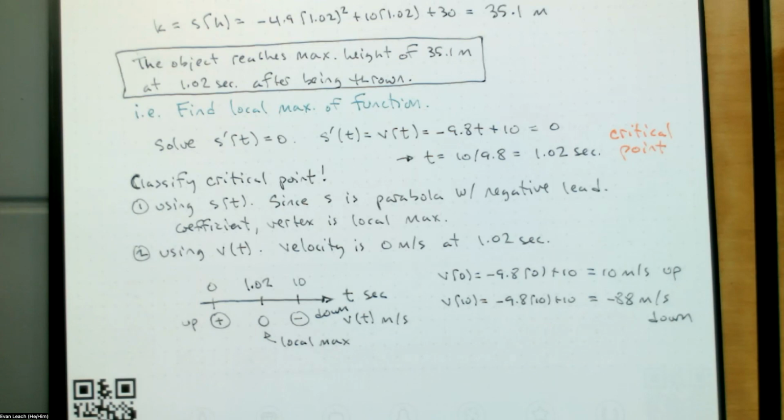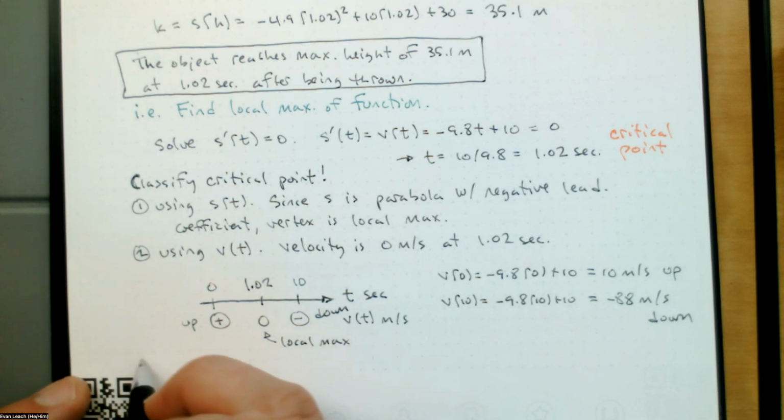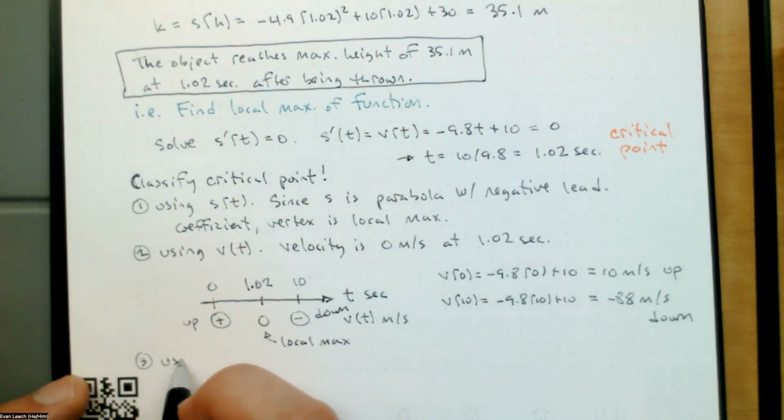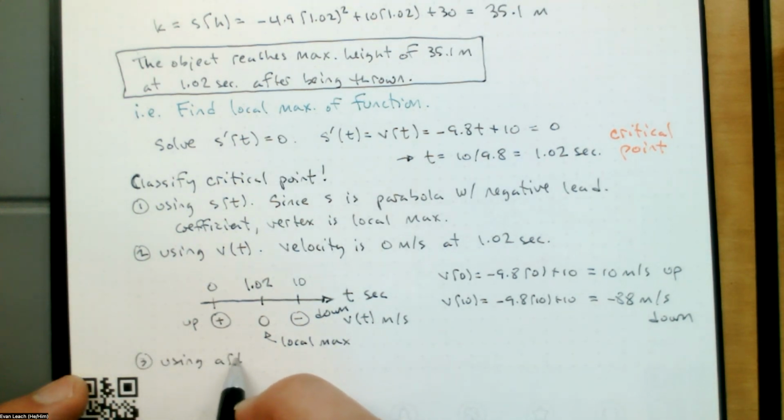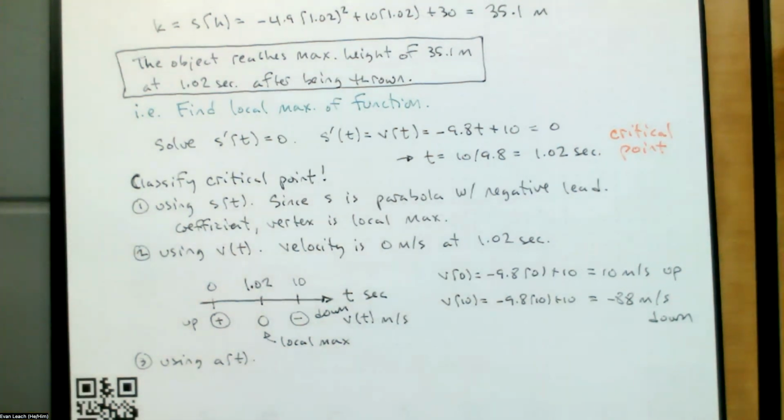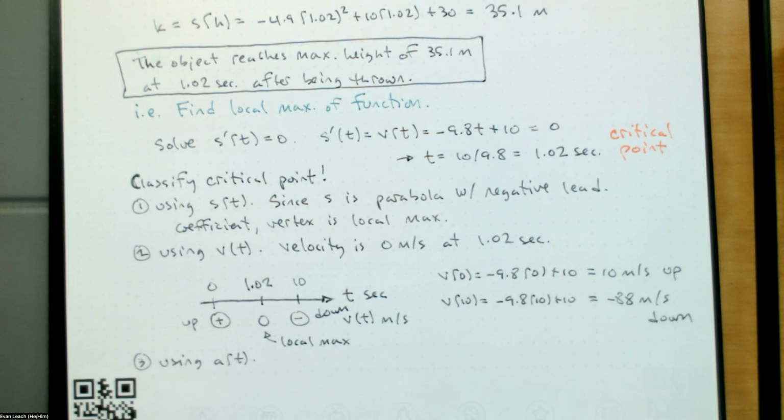Thirdly, we could classify our critical point using the second derivative. The acceleration is negative because we decided up is positive and down is negative. The second derivative is negative, which means the function is concave down, which means we must have a local maximum. We have a function that is flat at 1.02 and concave down at 1.02. That means we're dealing with a local maximum.